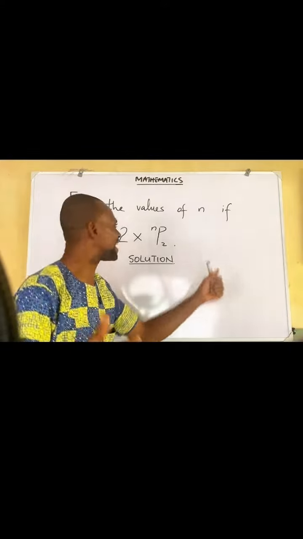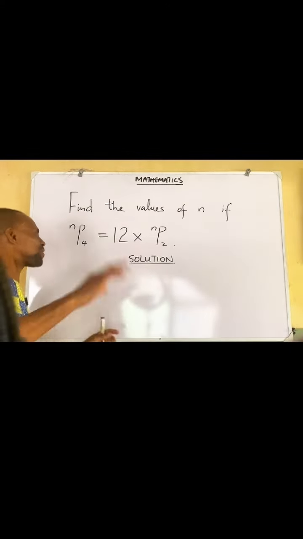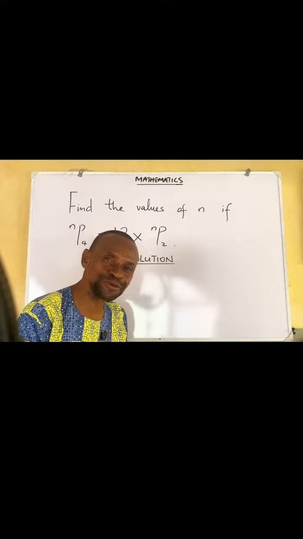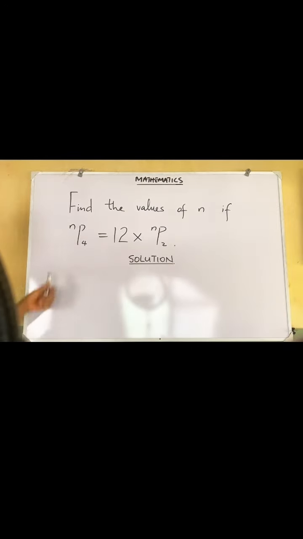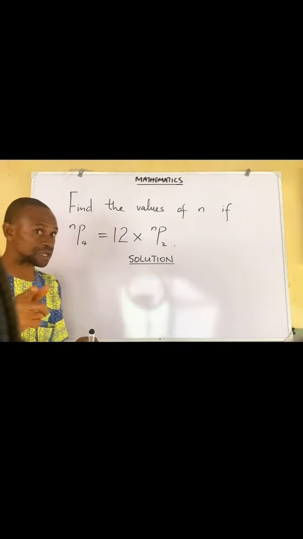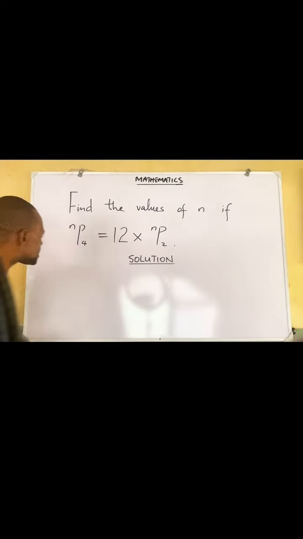Find the values of n. If nP4 equals 12 times nP2, it is a relax. Here, in nP4, we stop at the factor n minus 3. Then in nP2, we stop at the factor n minus 1. So let's write it down.